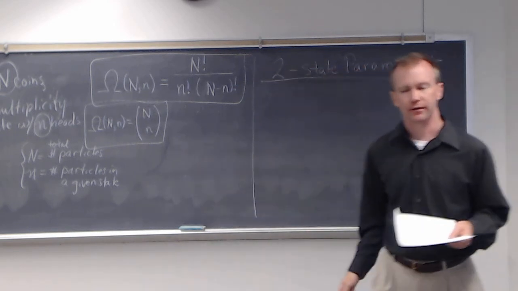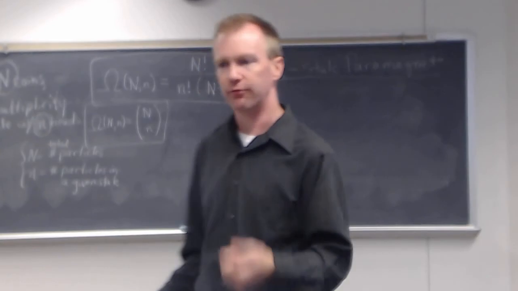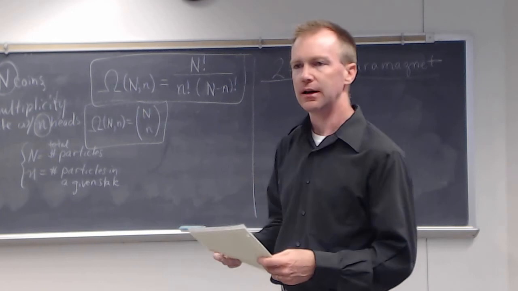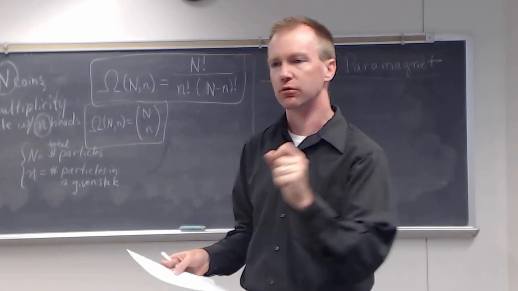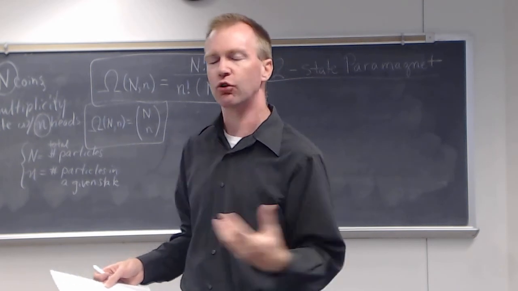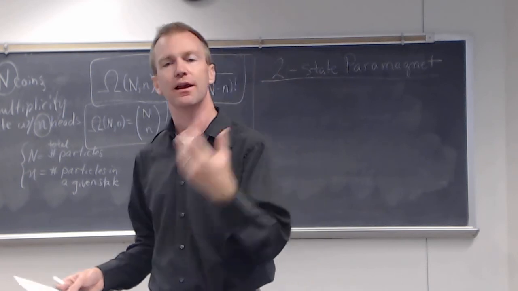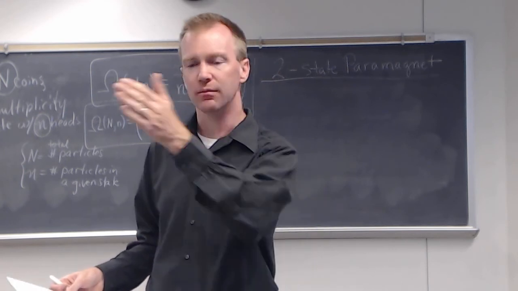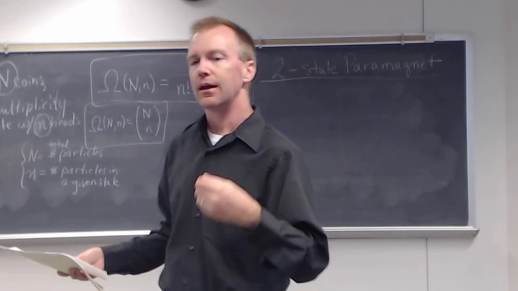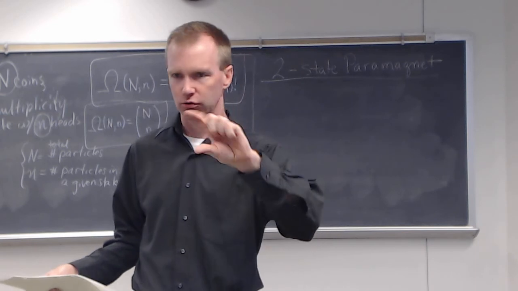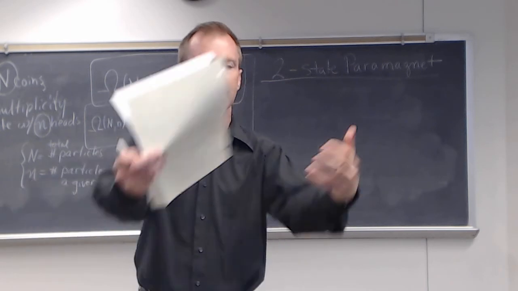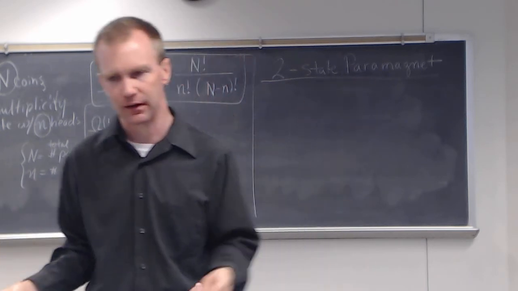Okay, the two-state paramagnet. Now, there are different kinds of magnets. There are ferromagnets, paramagnets, and diamagnetism. A paramagnet is one where your individual particles, perhaps little microscopic compass needles, feel an external magnetic field like the compass needle feels the magnetic field of the Earth. The compass needle wants to line up, pointing along this external magnetic field. In the two-state paramagnet, you've got that for a whole bunch of little magnetic compass needles, and all of them individually want to line up with the magnetic field that's coming in from the outside, like the Earth's magnetic field.